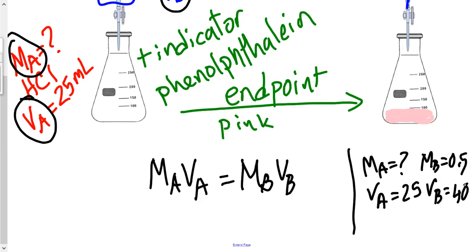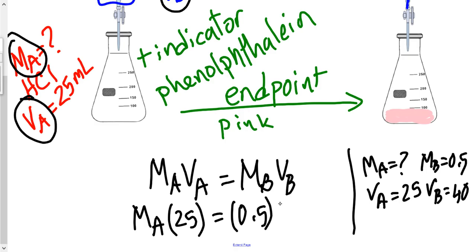Then you replace the letters with the numbers that you have. MA is still unknown. VA is 25. I always use parentheses to keep things organized. MB is 0.5 and VB is 40. So please pause the video and calculate the concentration of MA, and then play it again to check if you have the same answer as mine.